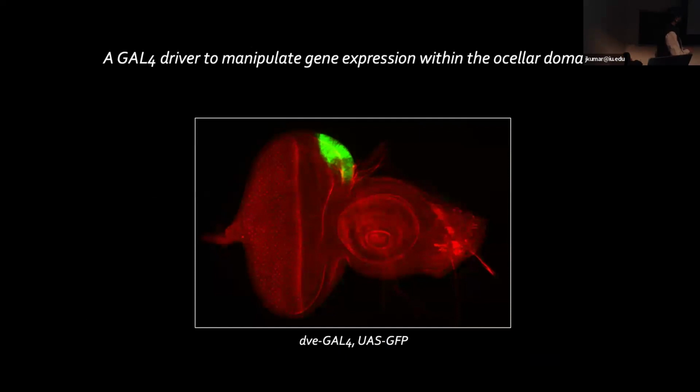You can see here it's expressed just within that domain that will give rise to the ocelli. And this is also an area that is completely absent of iris. Iris will be expressed all throughout this domain and will remain absent there.